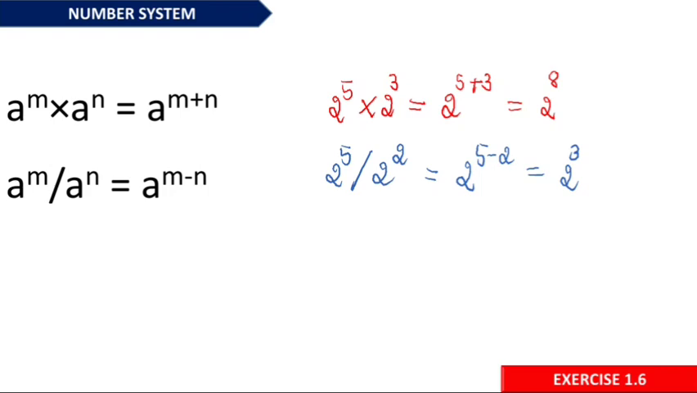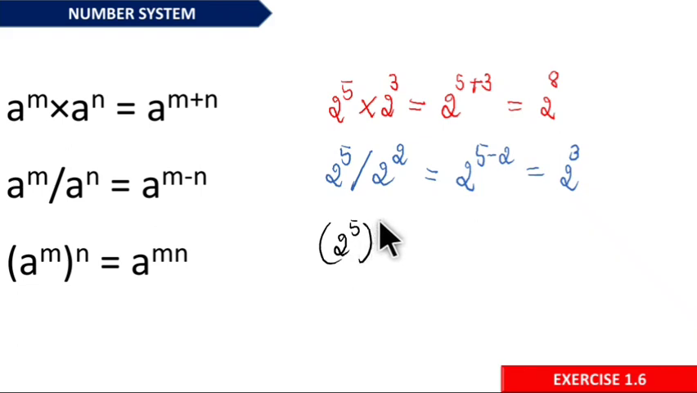Now let's see the next law of exponent. a to the power m whole to the power n, that is equal to a to the power mn. If you have a number like 2 to the power 5 whole to the power 2, then we can write that as a to the power mn, means 2 to the power m into n, that is 5 into 2. 5 twos are 10. You can write it as 2 to the power 10.